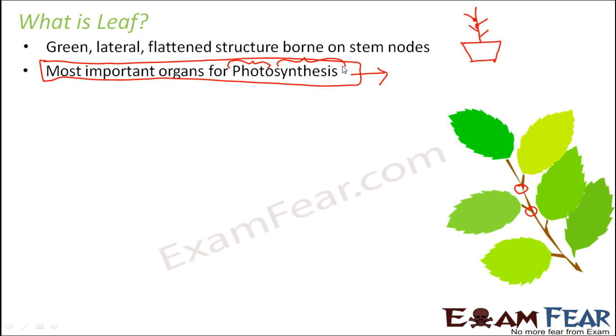Now, do you know how plants are able to use the light energy? Plants are able to use the light energy due to the presence of a green pigment in them. And what is that green pigment? That green pigment is called chlorophyll. This chlorophyll is present in the leaves of the plant. Because of the presence of this pigment, the plant leaves are green in color.